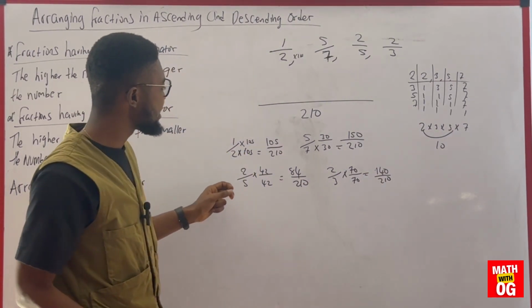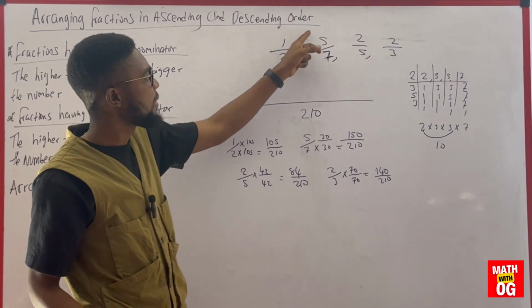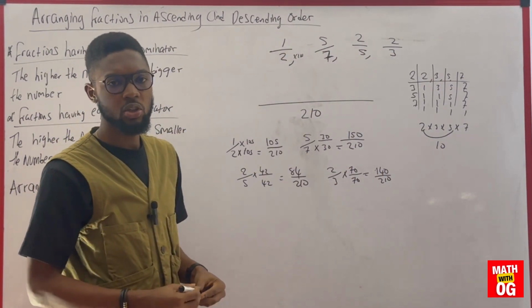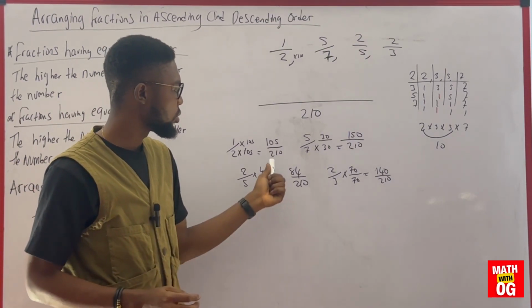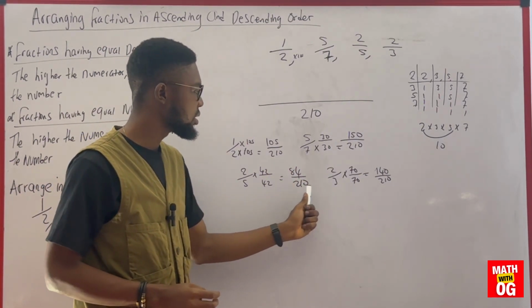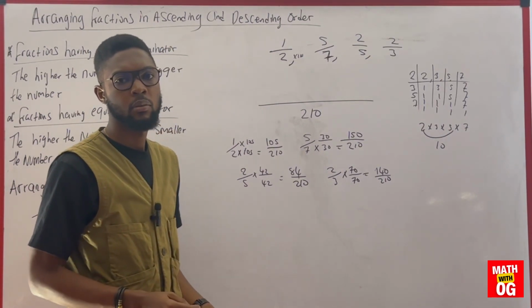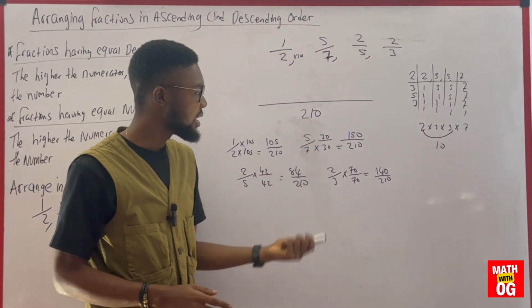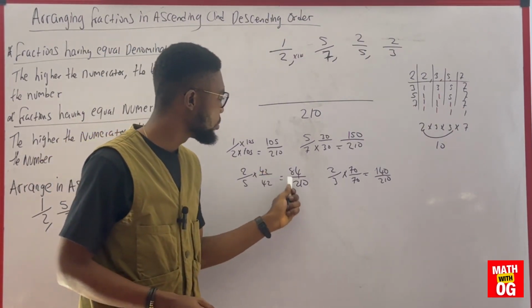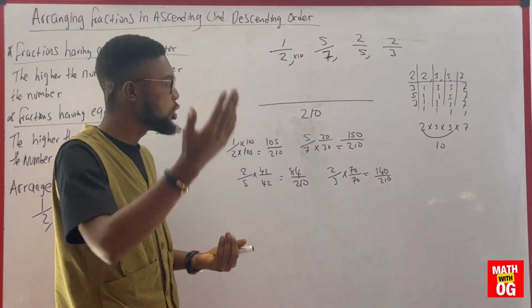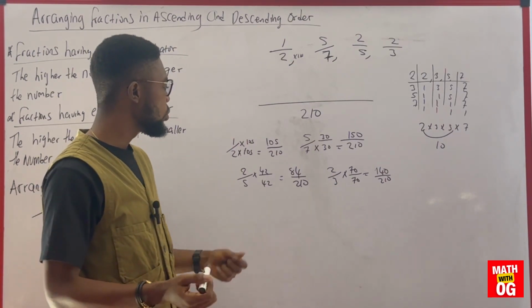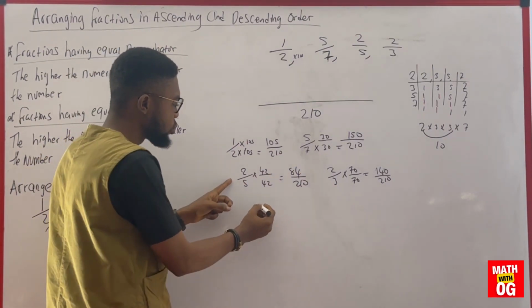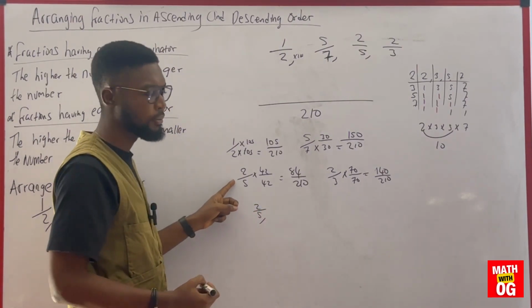Now you can see that I have made 1 over 2, 5 over 7, 2 over 5 and 2 over 3 have equal denominators. And what is the denominator? 210, 210, 210 and 210. So I can easily arrange these in ascending order, because when the denominators are the same, the bigger the numerator, the bigger the number. So where do I have the smallest numerator here? It's 84. So therefore 2 over 5 is the smallest number.